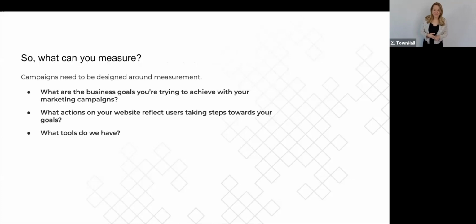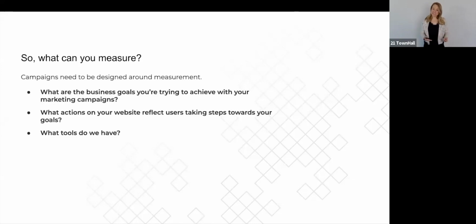So what can you measure? Well, campaigns need to be designed around measurement, of course. So this is opposite of how a lot of campaigns are designed though. So we actually work with a lot of creative agencies around the country and they come to us and say, hey, we have this huge campaign launching next week and we're super excited about it. Here's all the creative, can you make it trackable? And we look and there's no landing page set up for the campaign. There's no way to be able to track phone calls or form submissions because they created the concept and then tried to figure out how to measure it.